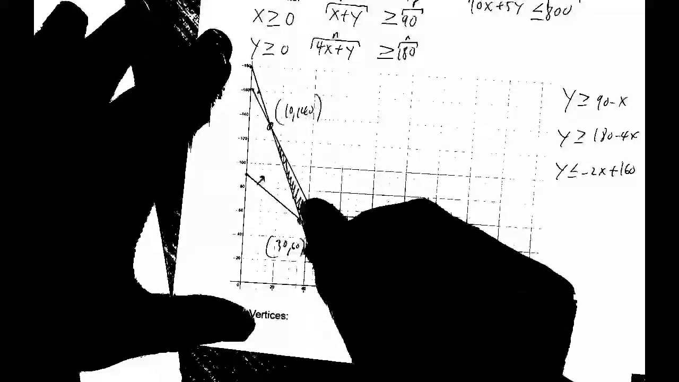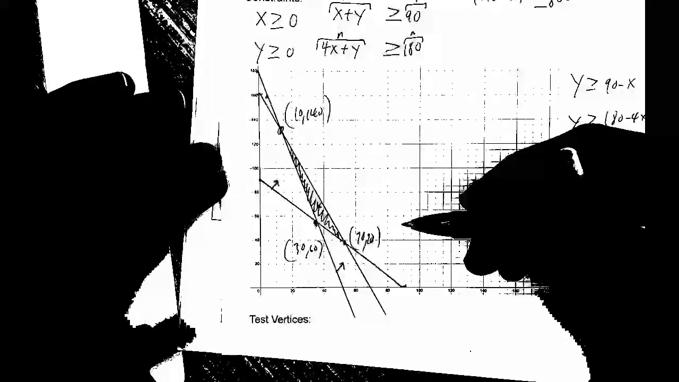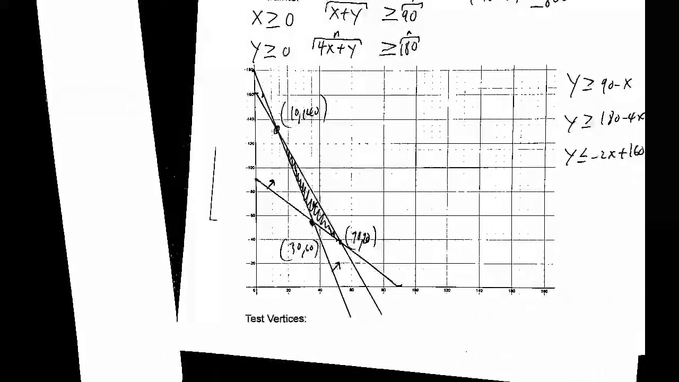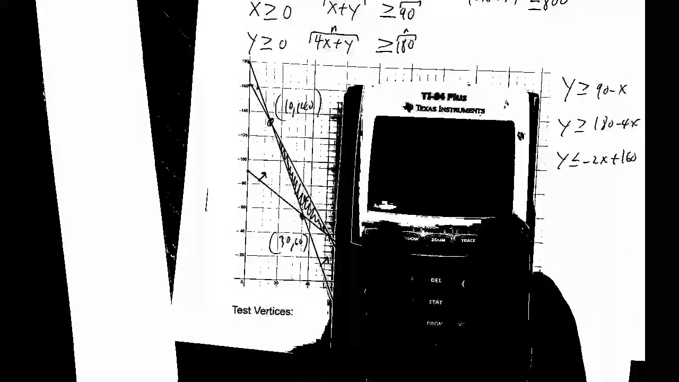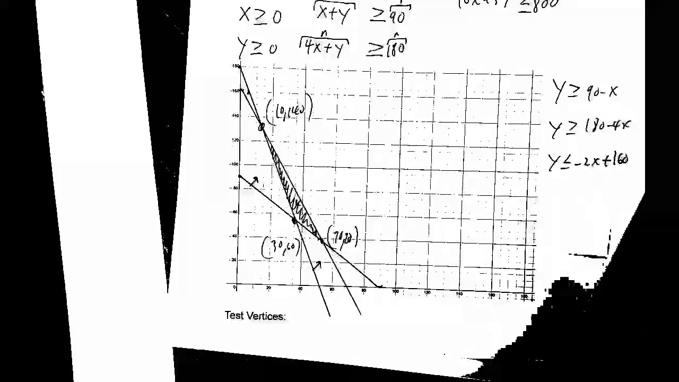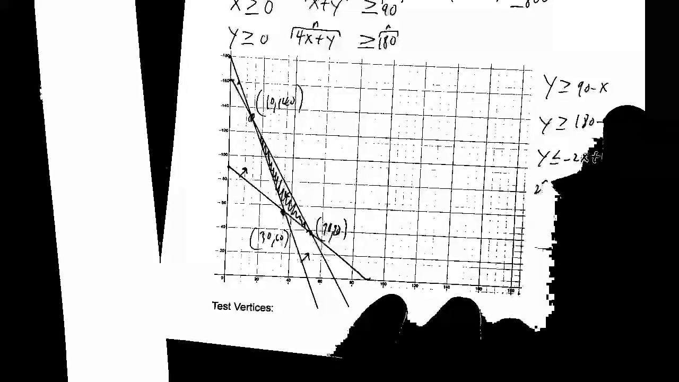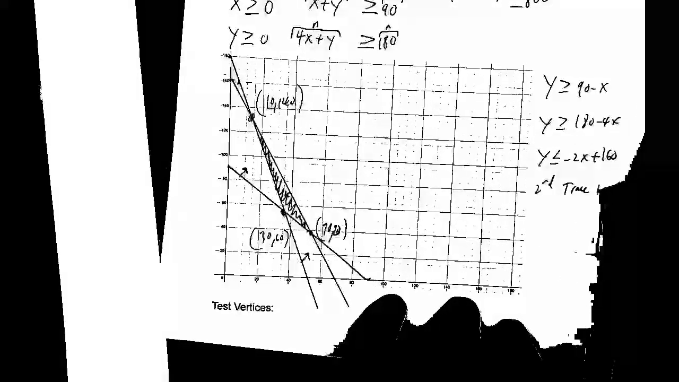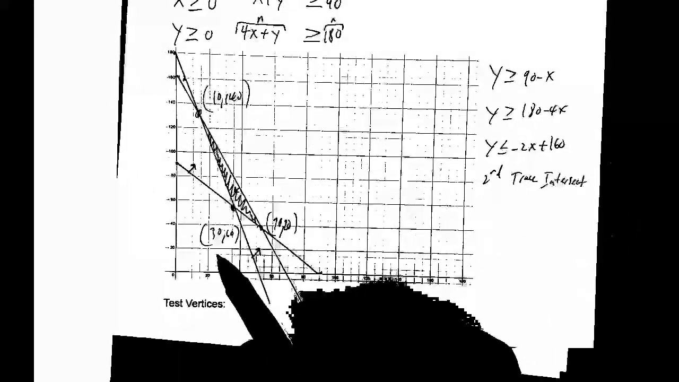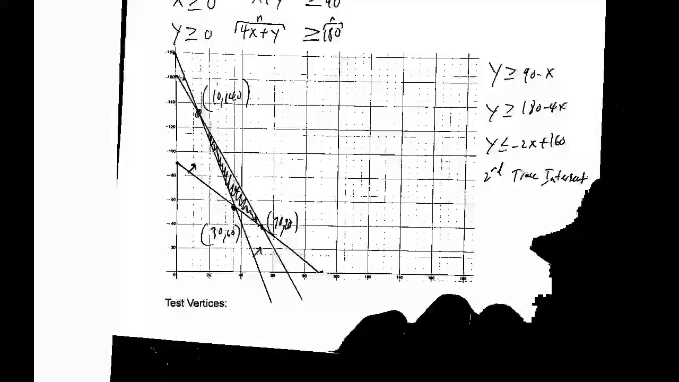How did I get those? Well, my graph isn't perfect, and it may not get me these exact numbers. A way that you can confirm what they are is by putting them in your calculator, right? And by using second trace intersect, right? So in your calculator, second trace intersect, right? That will get you the correct values here.